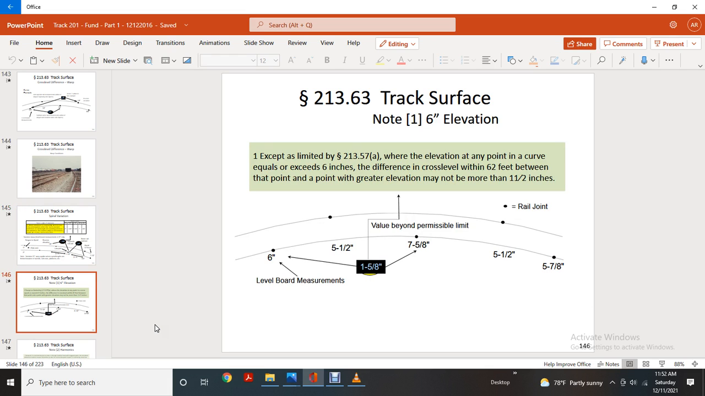Exempt limited in 213.57, and even the elevation angle at the point where the curve exceeds 6 inches of a different cross level of 62 feet between the point where the greater elevation may not be more than 1 1/2 inches. So 65, 6 inches level of the board measurement, the 1 5/8 of an inch of the value beyond the permissible limit, the 5 1/2, the 5 1/2, and 5 7/8 of an inch, and the dot equal the railroad joint.